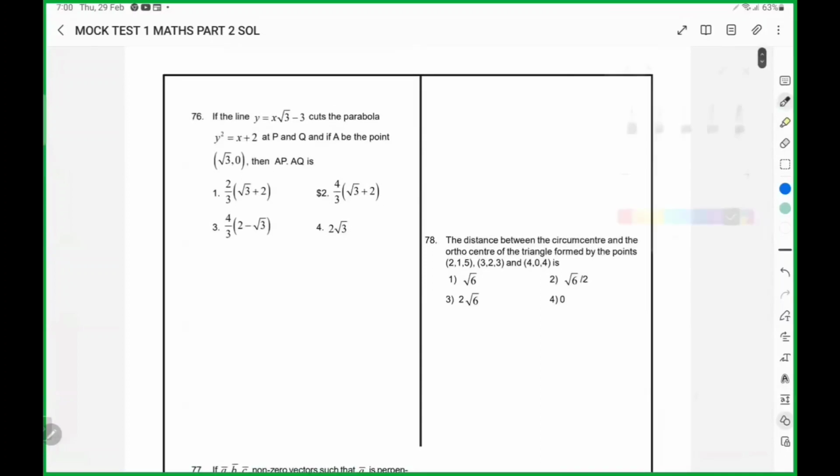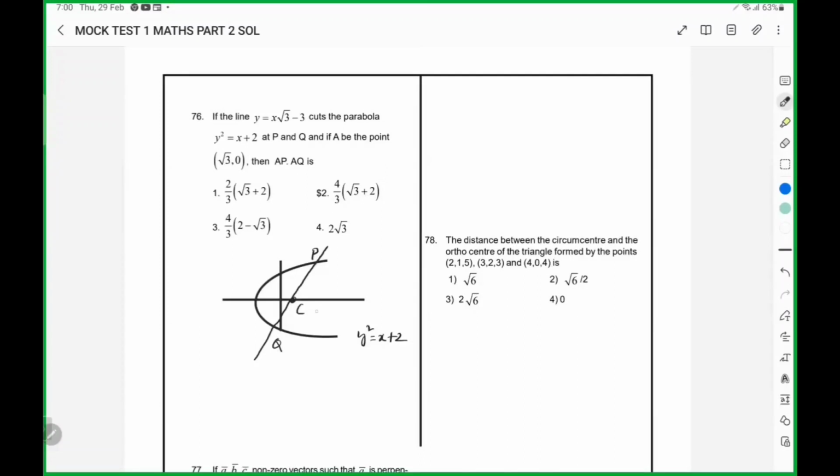Yeah, this question: a line y equals root 3 x minus 3 cuts the parabola at P and Q. So here it is, y square equals x plus 2 represents a parabola, and y equals root 3 x minus 3 represents a straight line which intersects it at P and Q.